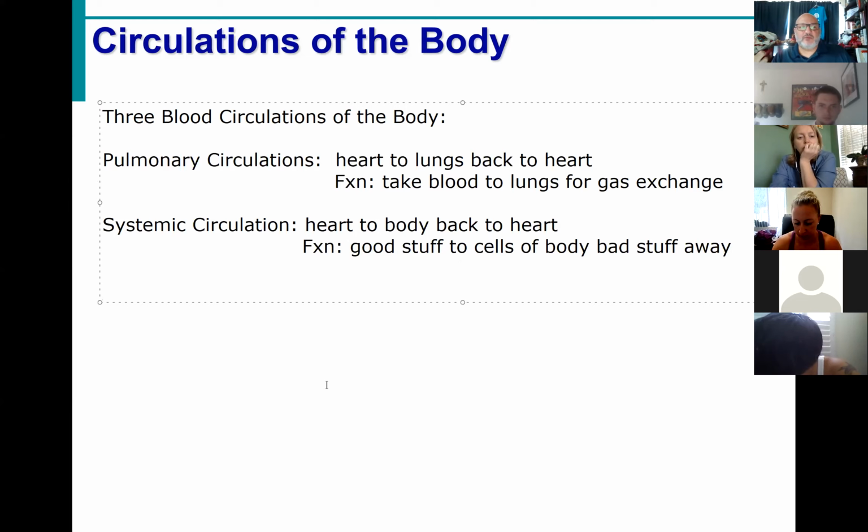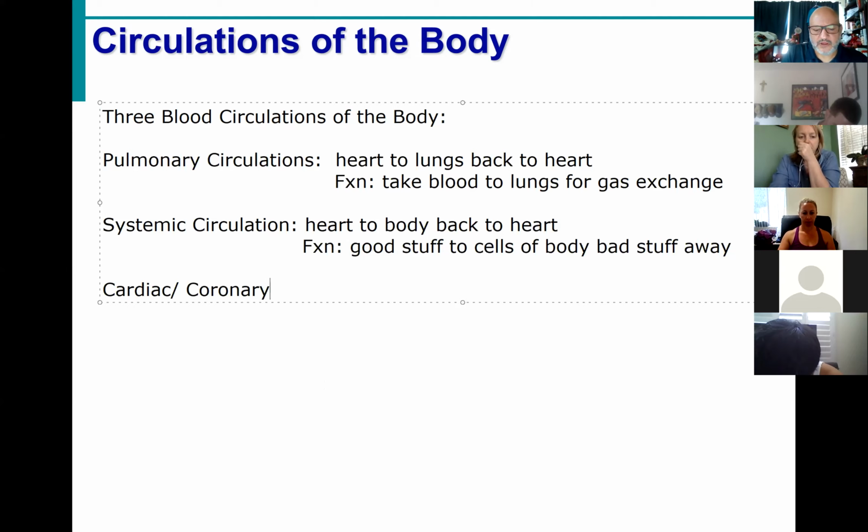So if we've got the lungs and we've gone to the body, what does that leave us with? What could our third circulation possibly be? Cardiac. Yeah, kidney is a good guess. Nervous system is a good guess, right? Our brain is big, important, but it turns out the kidney and the brain are just part of the systemic circulation. So really, as someone mentioned, it is the heart, or our coronary circulation, cardiac, or we can say coronary circulation.